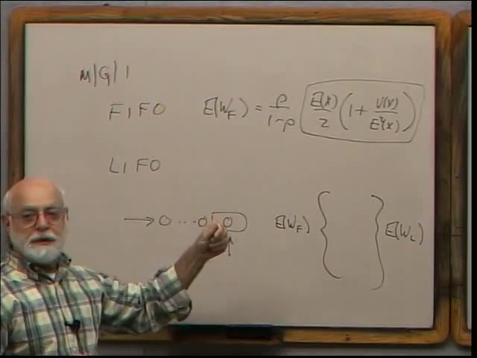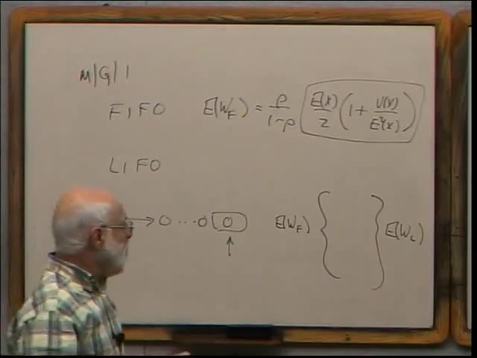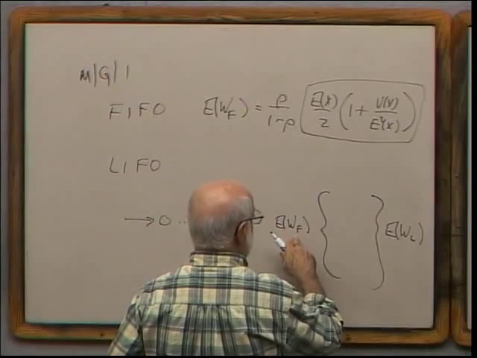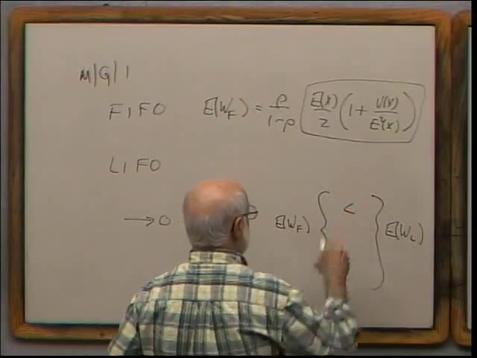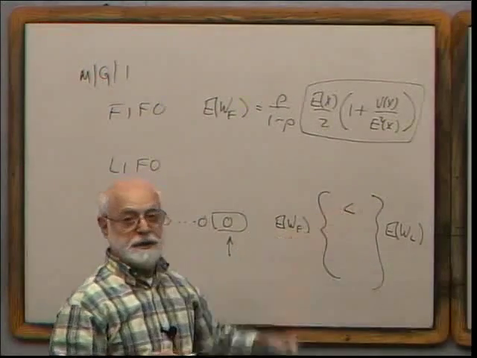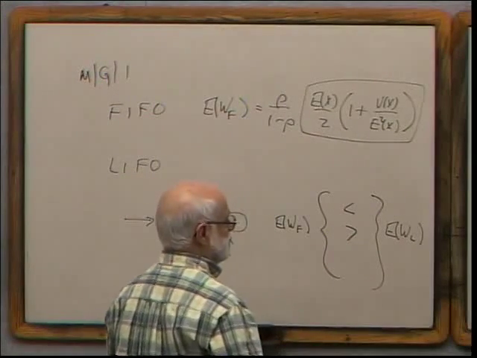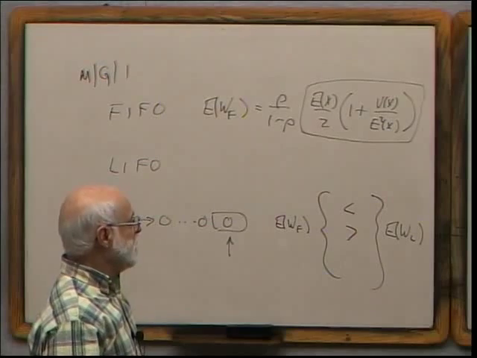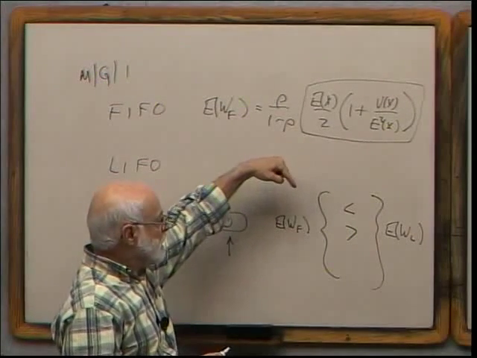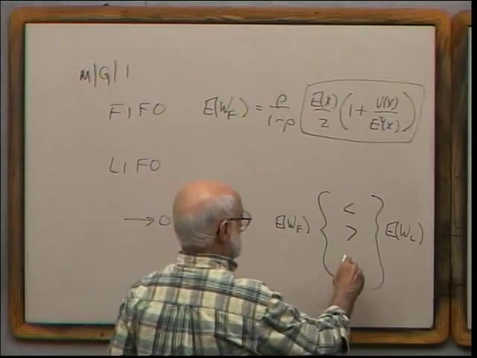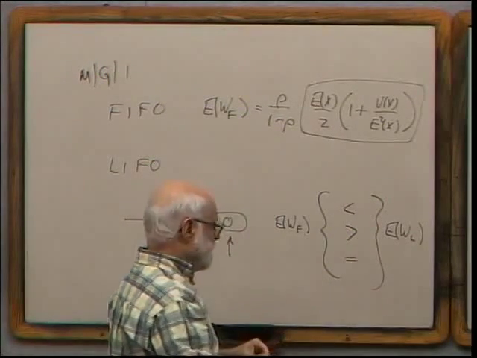So one possibility is that FIFO is better than LIFO. In other words, the average waiting time for FIFO is less than LIFO. Another is that LIFO is better than FIFO. A third possibility is that LIFO and FIFO are actually the same. Okay, now, why should we have any of these?